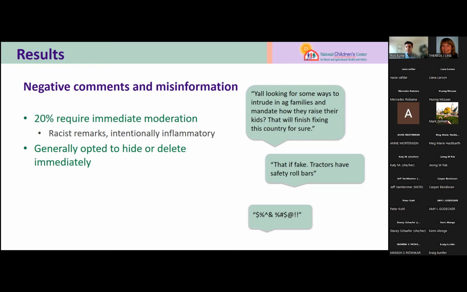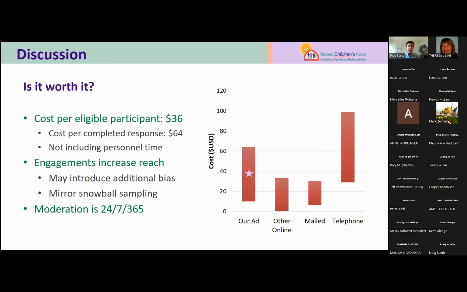Depending on the topic of your study, this may be a concern, it may not be, but just remember that these ads, depending on what you're recruiting, might be shown to millions of people. And so there may be some bad actors out there that you do want to keep an eye out for. And so the question really comes down to, is it worth it? We felt that it was worth it for us. We got the participants we needed within the budget that we had planned for.